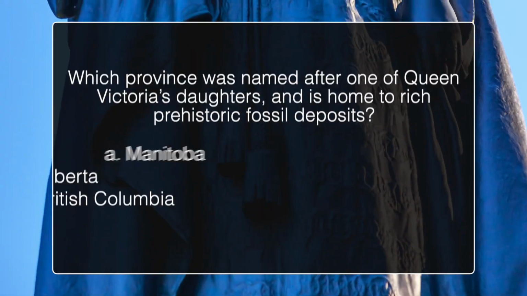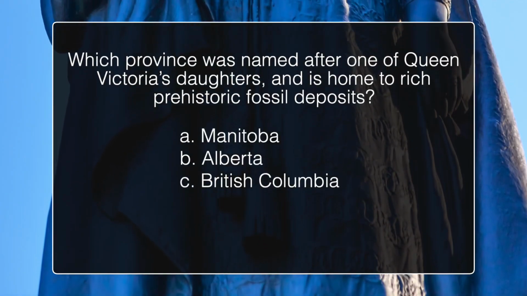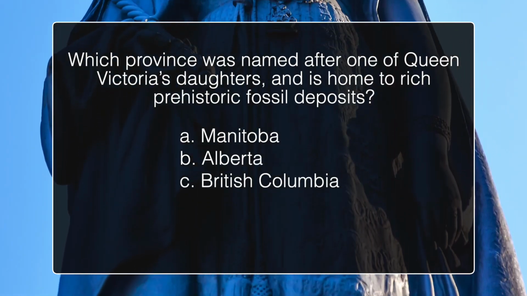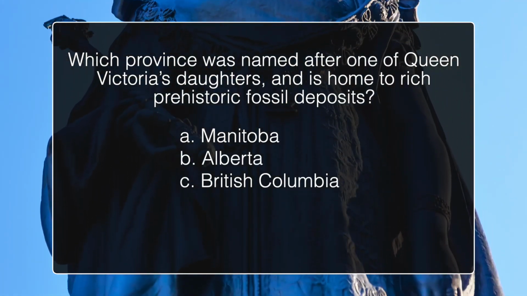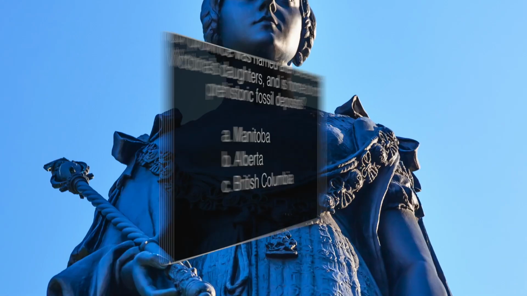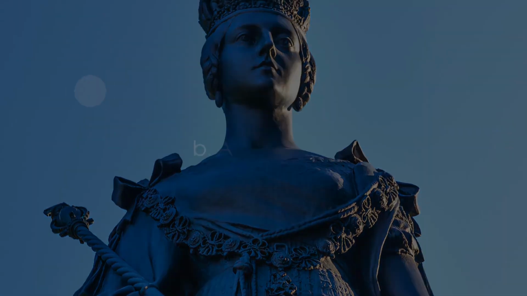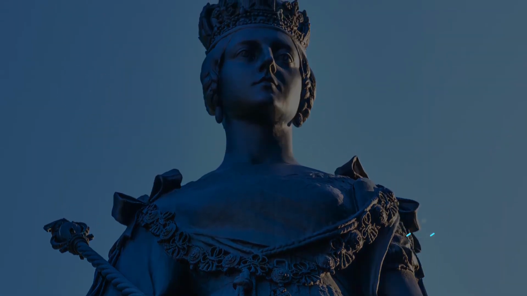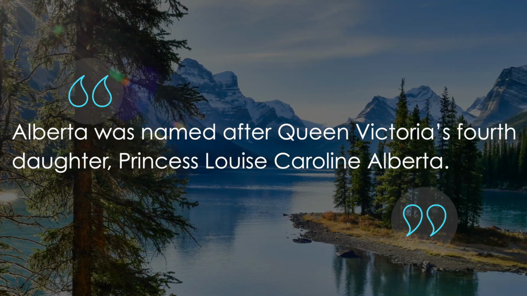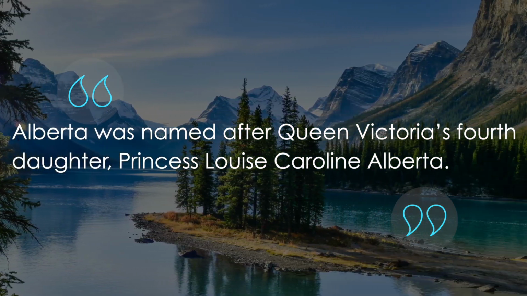Which province was named after one of Queen Victoria's daughters and is home to rich prehistoric fossil deposits? Manitoba, Alberta, British Columbia. The answer is Alberta. Alberta was named after Queen Victoria's 4th daughter, Princess Louise Caroline Alberta.